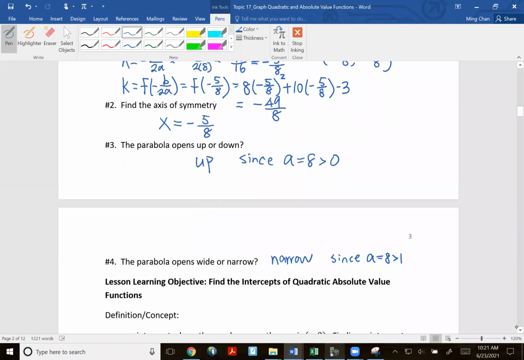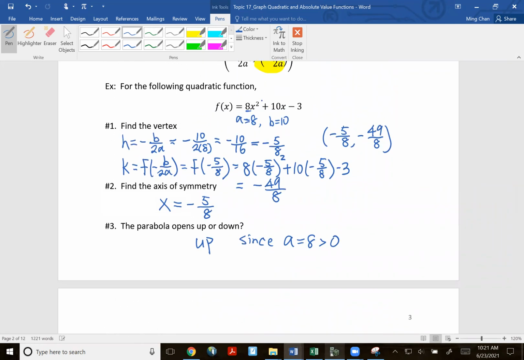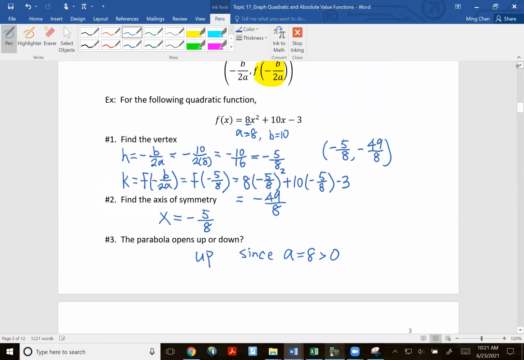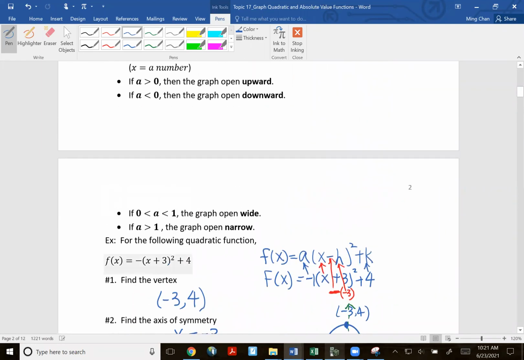All right, so that's just real quick showing you how to use the vertex formula to find the vertex if your function is written in the standard form. If your quadratic function is written in general form, we can always extract h and k pretty quickly just by looking at it.